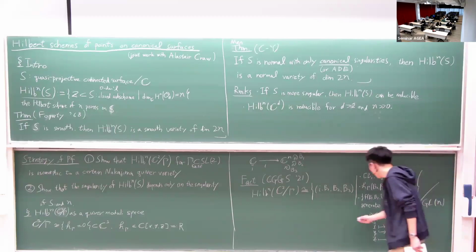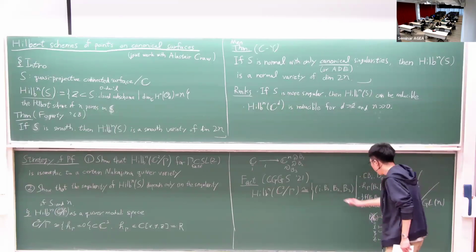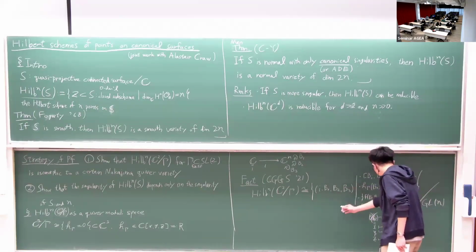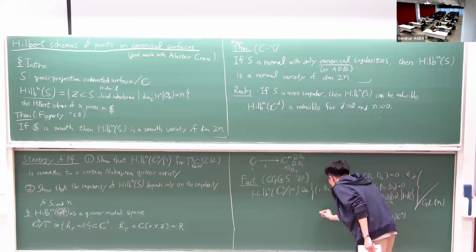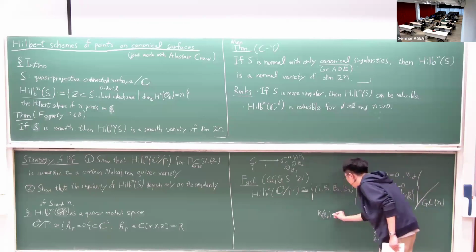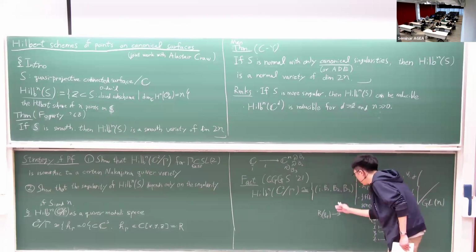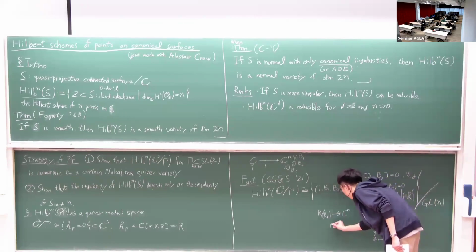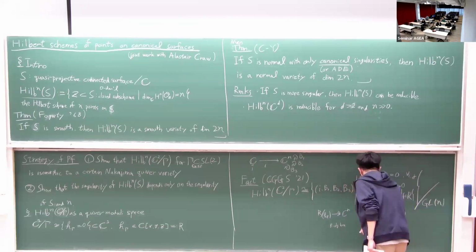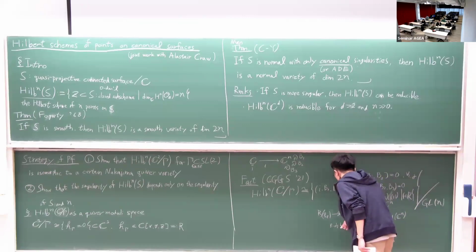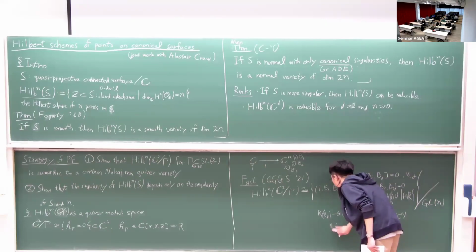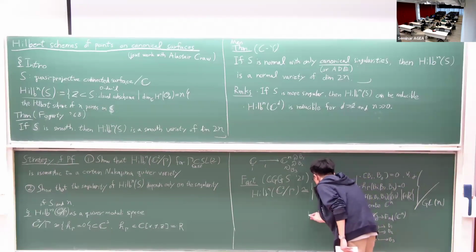So more precisely, for given this data, we have a surjective ring homomorphism from this quotient ring to C^n. So this is an algebra morphism, and here R means R-linear maps. Okay, so we can take the kernel of this surjection.